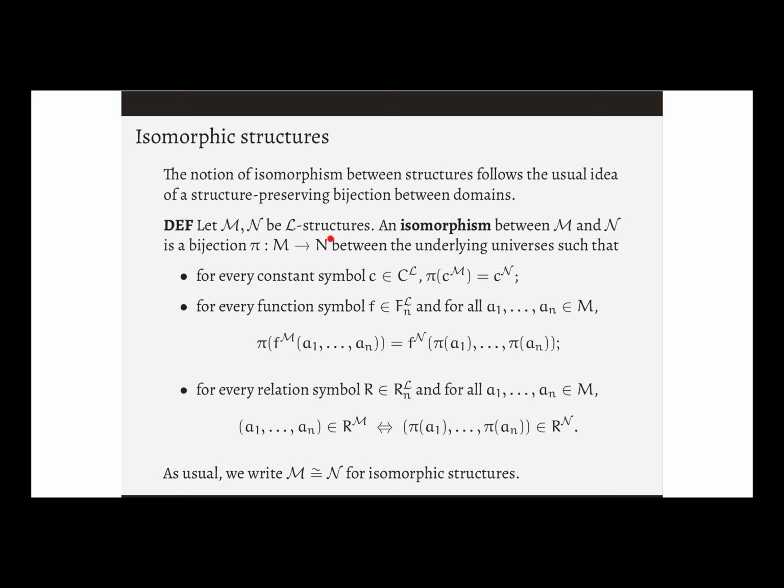So here's the formal definition. Suppose we have two L structures, M and N. An isomorphism between M and N is a bijection pi from M to N, between the underlying universes, such that the following holds. For a constant symbol, whenever I have a constant symbol in the language, the isomorphism pi has to map the interpretation of that constant symbol in the first structure, M, to the interpretation of that constant symbol in the second structure, N.